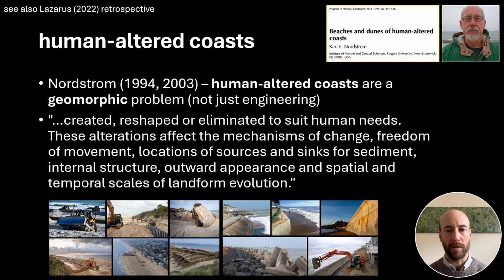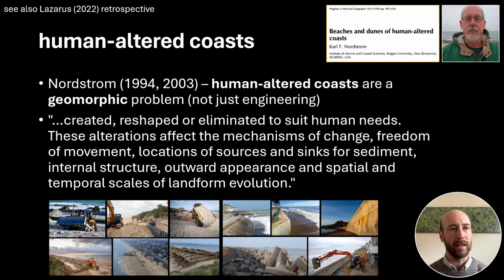Nordstrom's approach, that human altered coasts are a geomorphic phenomenon in their own right, means that his thinking was evolving in parallel with Hooke, and later with Peter Haff, and Peter certainly was reading both Hooke and Nordstrom at the same time. So it was a really interesting evolution of this sensibility to the coast we live on, but from an unusual perspective, certainly in academic disciplinary terms.